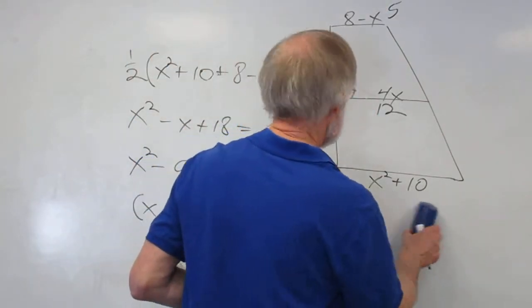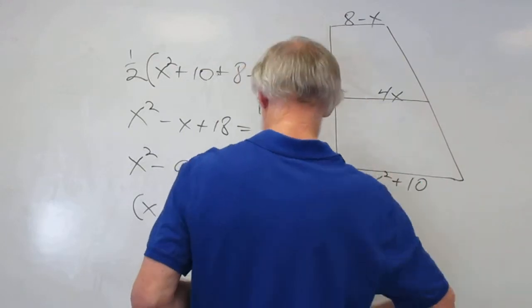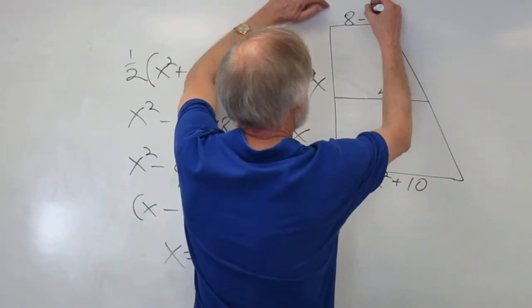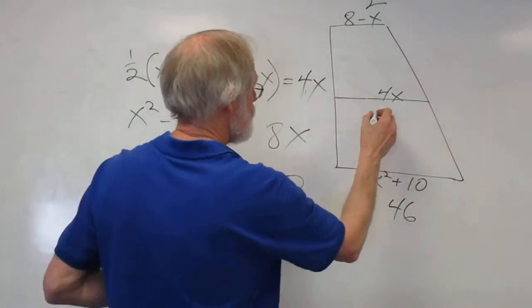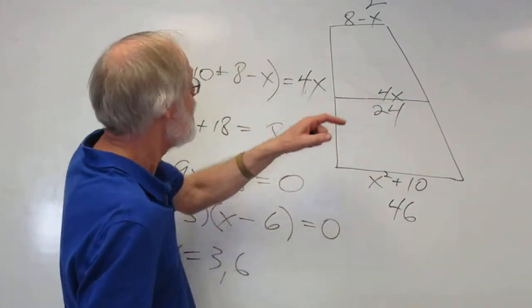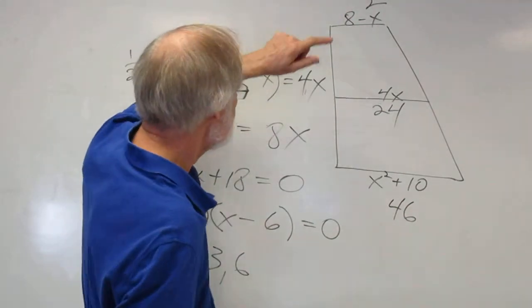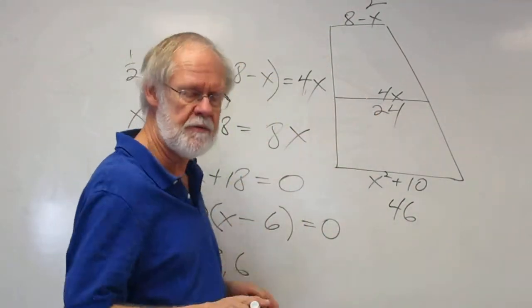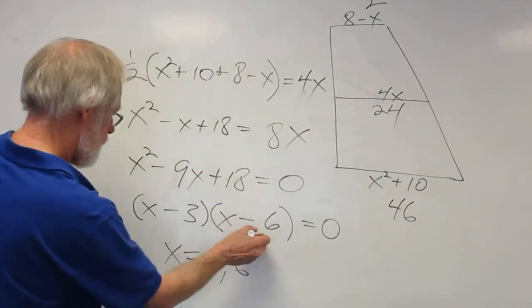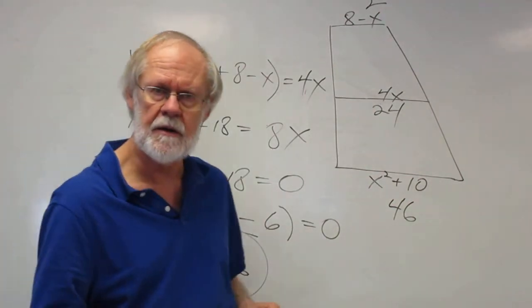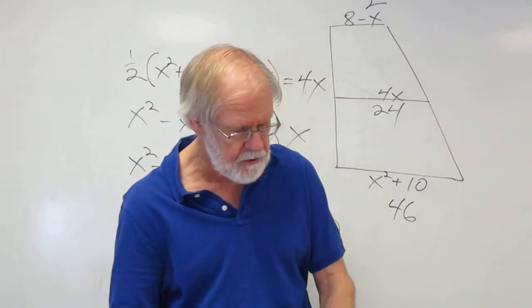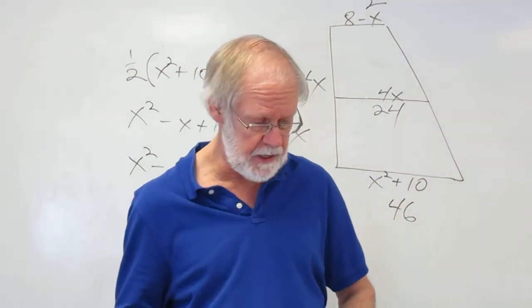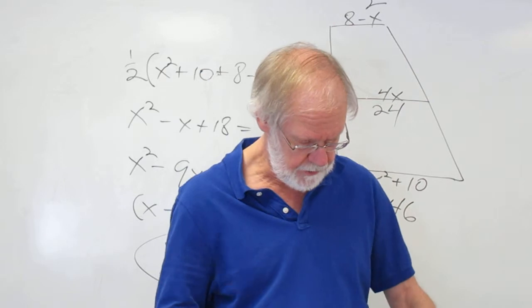That one works. And let's try the other one, which is a 6. 8 minus 6 is 2. 6 squared is 36 plus 10 is 46. 4 times 6 is 24. 46 plus 2 is 48. Take half of that, you get 24. So that one also works. So we have two answers that work. But again, please be sure to go back and check your answers. When you're working with quadratics, you may get an answer or possibly even two answers that don't work.